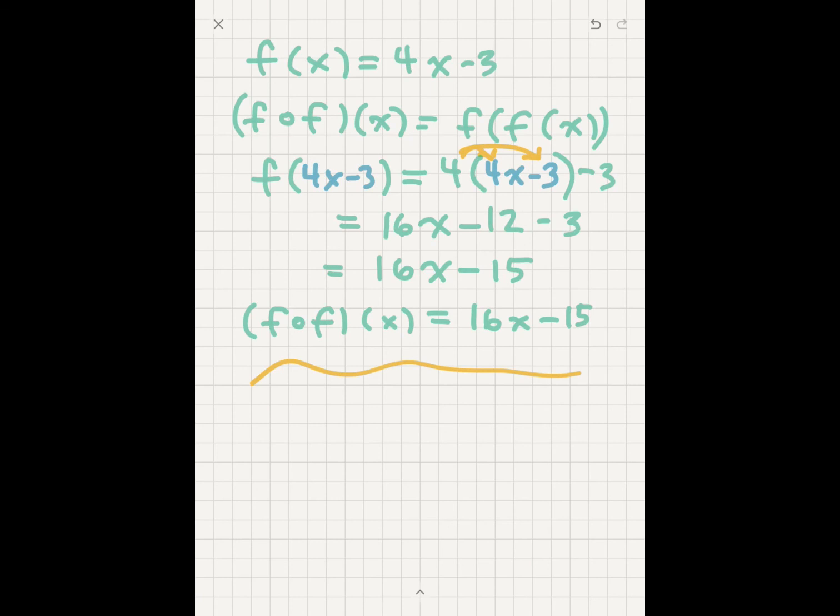So what I was just trying to illustrate was that when I took 2 and plugged it into f, I got an answer of 5. But then I take the 5 and I plug it into f, and I got an answer of 17. And that's the same thing that I got if I plug 2 into f of f using my equation that I simplified out.